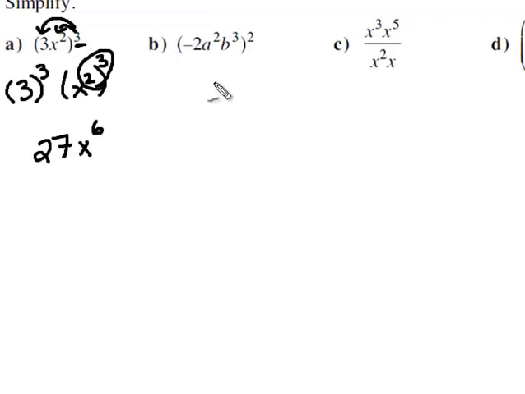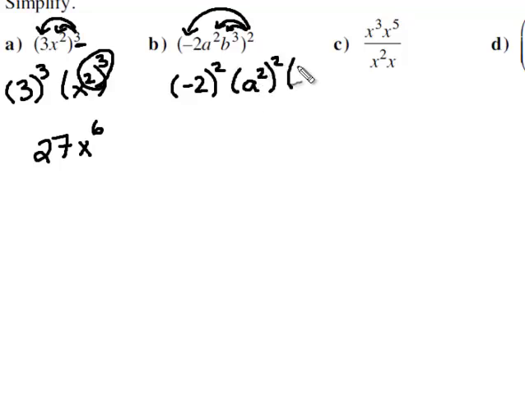In part B, I've got negative 2a squared b cubed all squared. So a similar thing where the negative 2 has to apply to everything, including that negative sign there. So I'll leave the negative sign with my digit, but you could separate it to be a negative 1 out in front of a 2. That's up to you. A squared, squared again, b cubed, all squared.